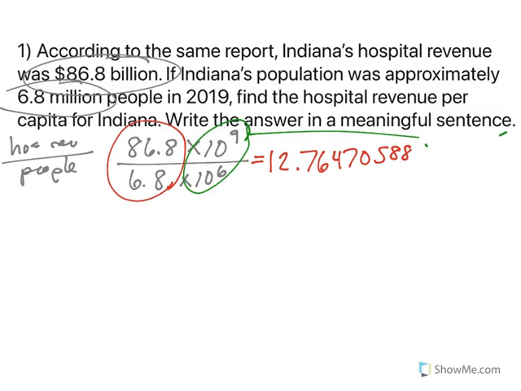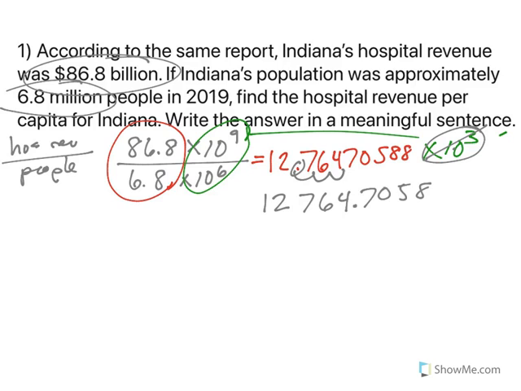10 to the 9th divided by 10 to the 6th is 10 to the 3rd. Once again, I'm going to move this 3 places to the right. 1, 2, 3. So I get 12,764.70588. Well, we're rounding to the nearest cent, so I'm looking at the 5. 5 tells me to round up. So 12,764.71.